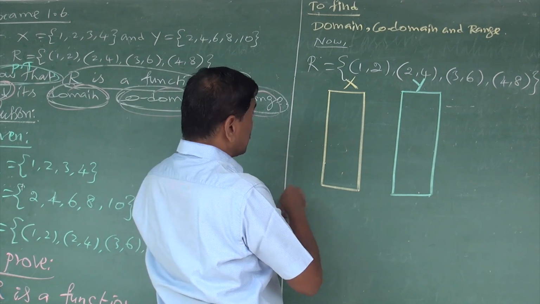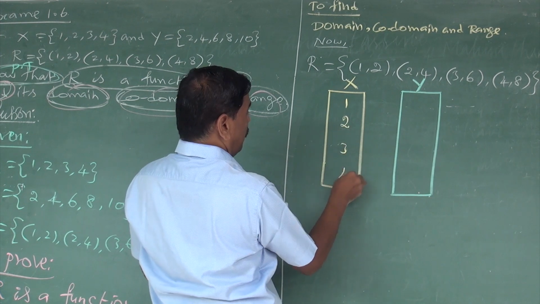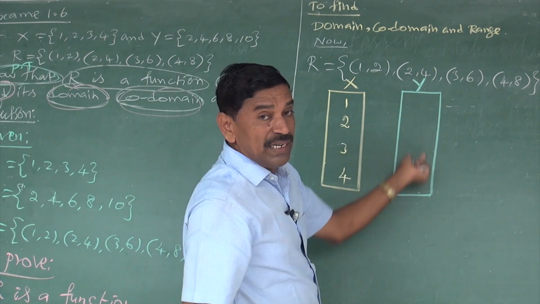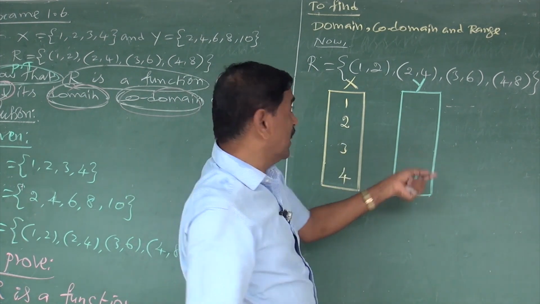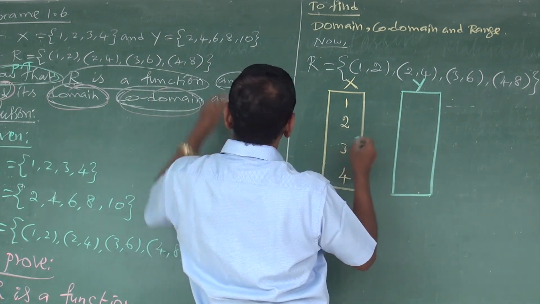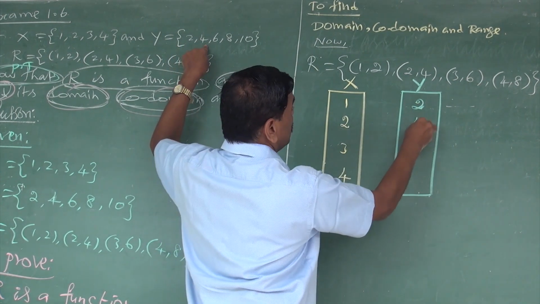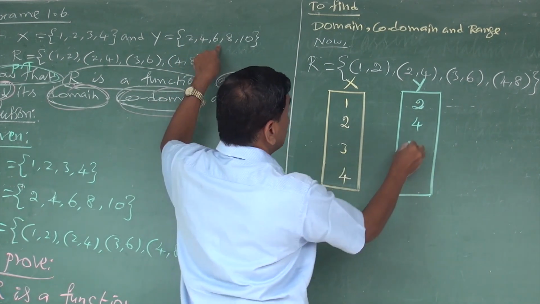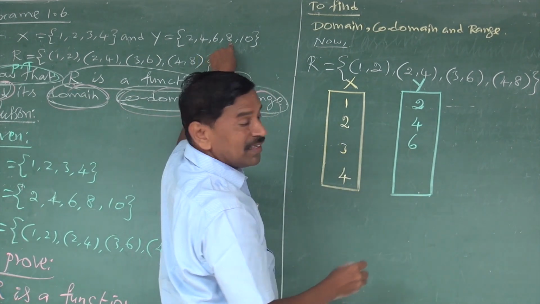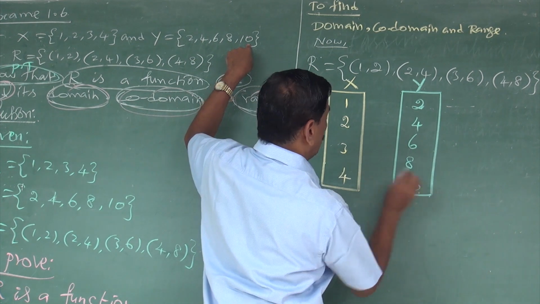First set contains the elements 1 to 4. So 1, 2, 3, 4. Okay. That is, Y set contains the elements, what are they? Yes. Y set is equal to 2, next 4, next 6, next 8, next 10. Okay.